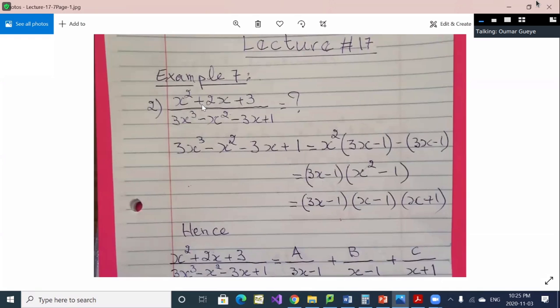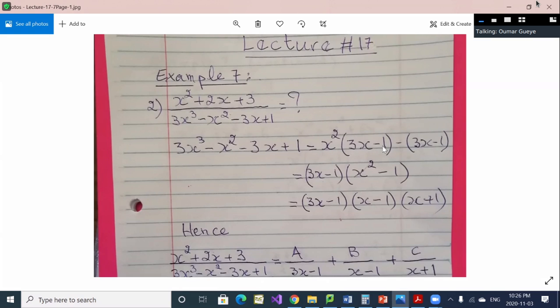So here is our second example. First step, you focus on the denominator and you factorize it. From the first and the second term, x squared is a common factor. So I just took out the x squared, and it remains only 3x minus 1. If you put it back, it becomes 3x cubed, exactly what is here.